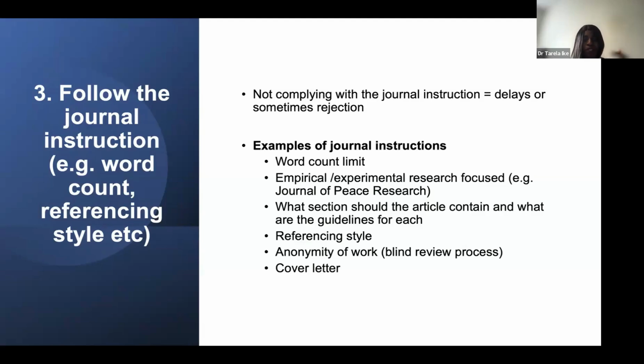So I'll give you an example on the screen. We want work that is empirical or that tests some sort of experiment. There is no point going to that journal because you already know the decision from the beginning, which is why it's really, really important to follow the journal instructions.